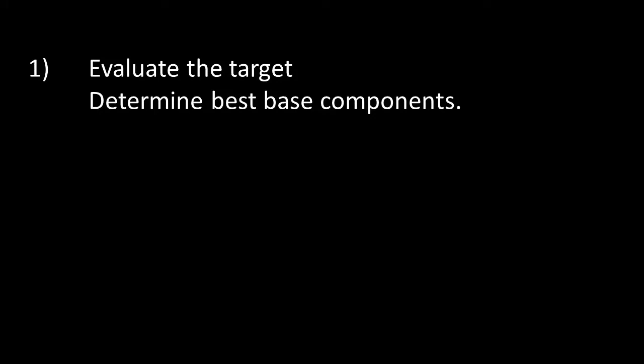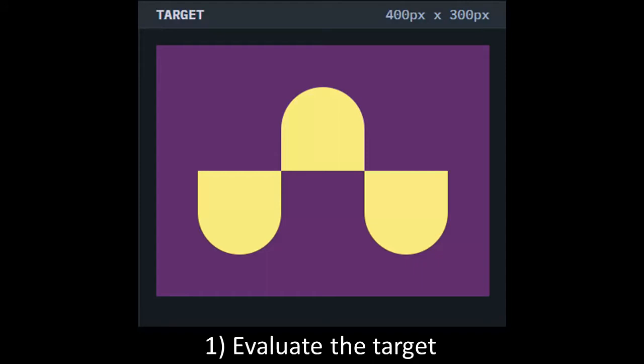The first step is evaluating the target. This is where I examine the target and determine what methods there are that could be used to create the target image, and which one I will use in my solution. Target 4 is called Ups and Downs. While there are multiple ways that this target could be created, one stands out.